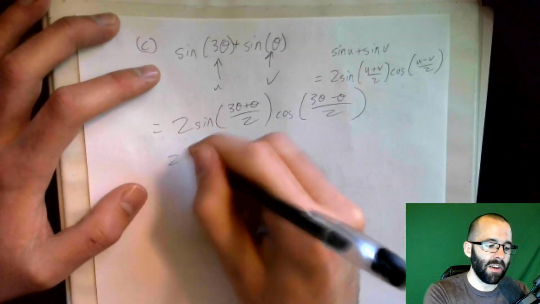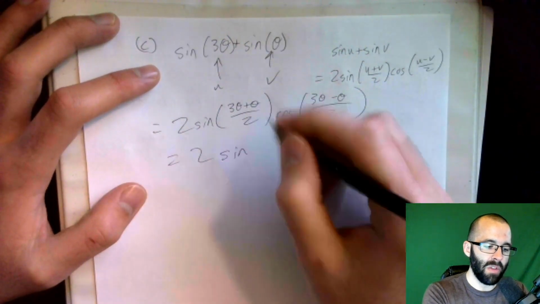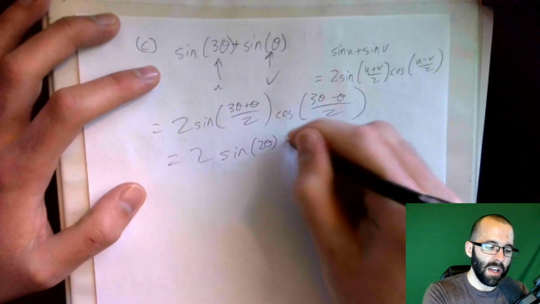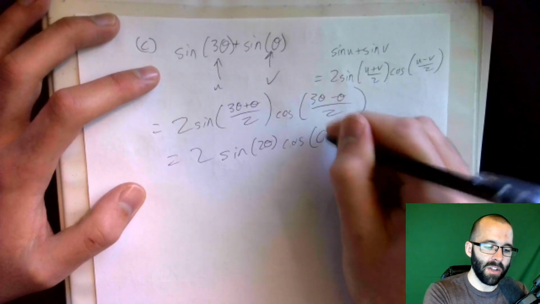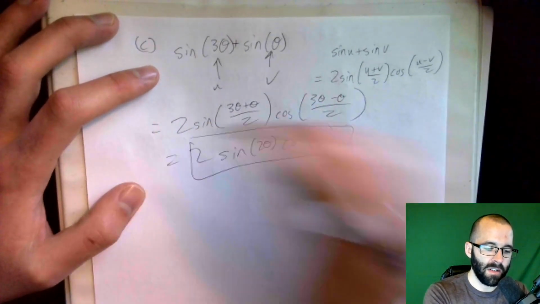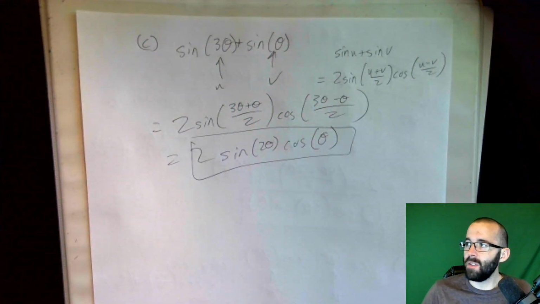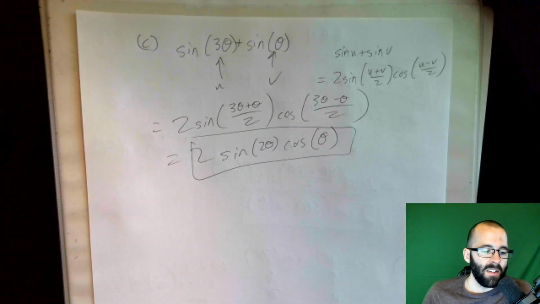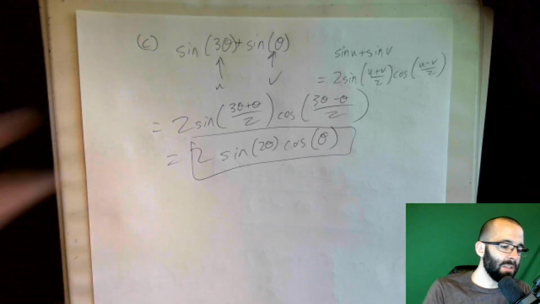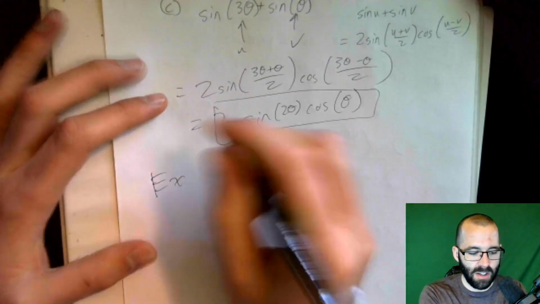All right, and we just simplify. 2 sine of 4 theta over 2, that's 2 theta, times the cosine of 2 theta over 2, that's just a single theta. That's all there is to it, okay? Really, that's basically the whole section. It's just using these formulas. Okay, so last problem of the day, and we'll have a nice short video today.